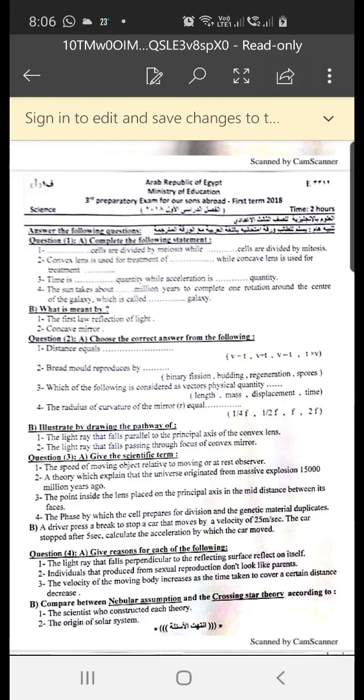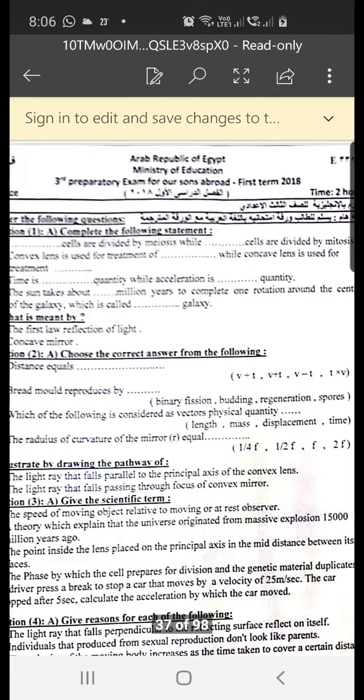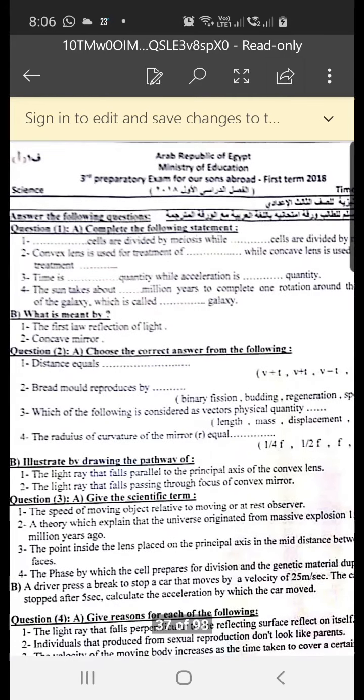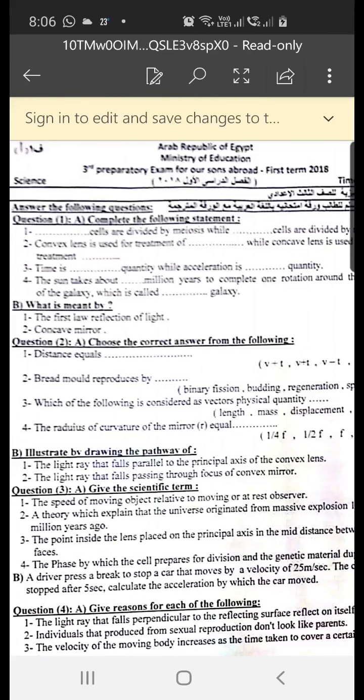Number 3, time is a scalar quantity, while acceleration is a vector quantity.